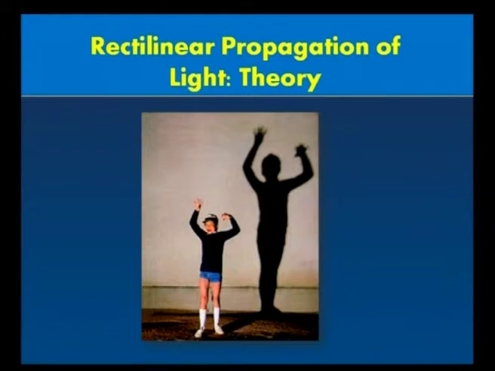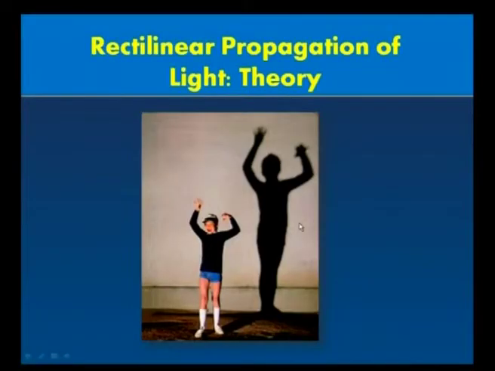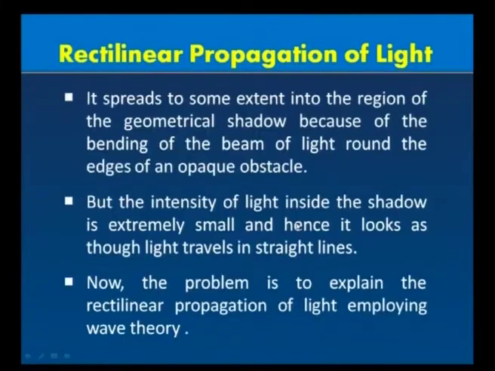Sound is bending. That is the reason why when I am talking from one room, a person walking in a veranda can listen to what I am talking here, because sound is bent. Similarly, if you say the light rays are bending, then how will you explain the shadow, or how will you explain the darkness in the shadow region? That is the crux of the problem, right? So, it spreads, which spreads? Light from the source spreads to some extent into the inner region, into the region of the geometrical shadow, because of the bending of the beam of light around the edges of an opaque obstacle.